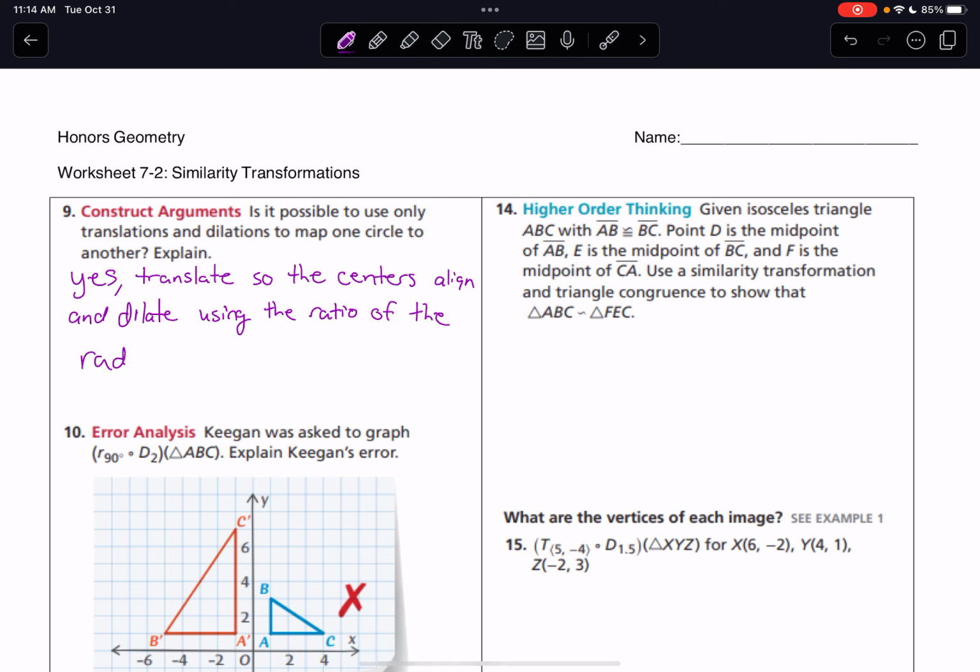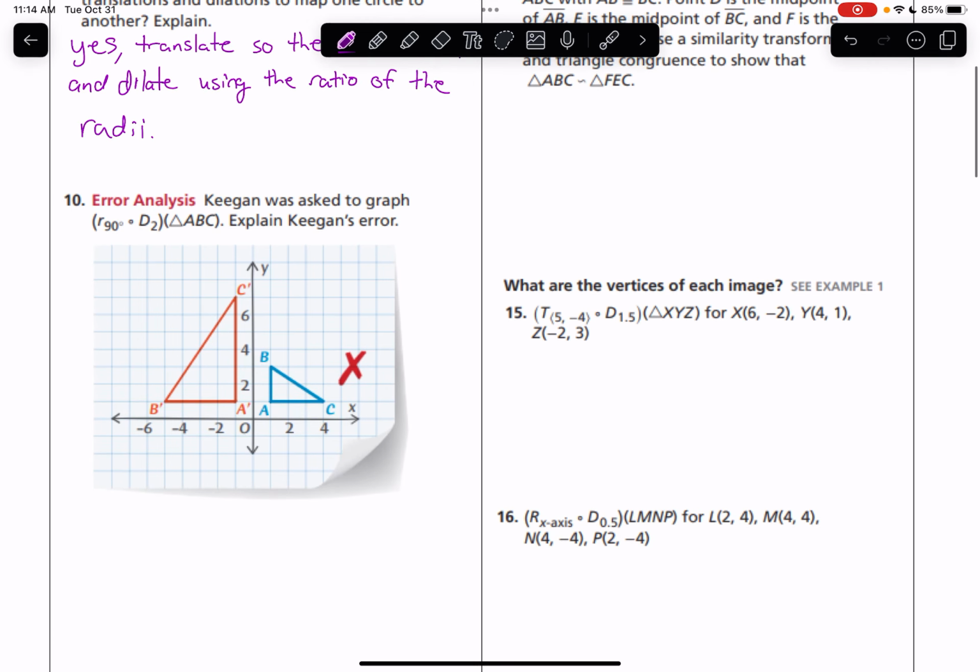All right. Number 2, Keegan was asked to graph a rotation of 90 degrees composed with a dilation of 2 of triangle ABC. So if we took triangle ABC and we dilated it with a scale factor of 2, it doesn't say what's our center of dilation, which means the origin is our center of dilation. If our origin is the center of dilation, then our shape is going to get further away from the origin. Instead of being up 1 over 1 from the origin, it's now going to be up 2 over 2 from the origin, and then twice as big.